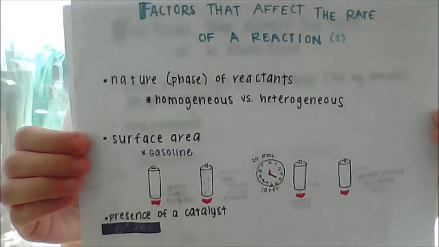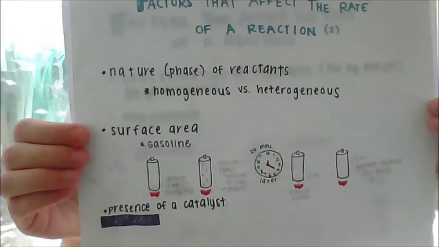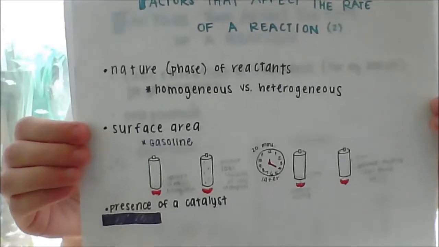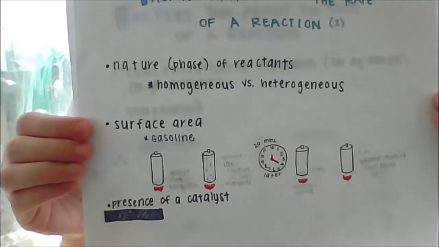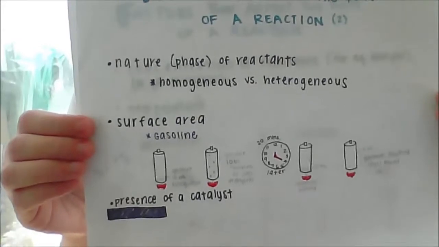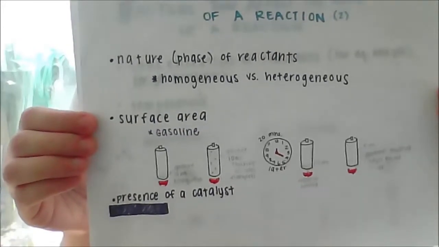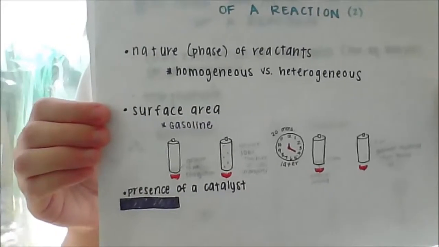The number of collisions between reactants per unit time is substantially reduced relative to the homogeneous case, and so is the reaction rate. The reaction rate of a heterogeneous reaction depends on the surface area of the more condensed phase.